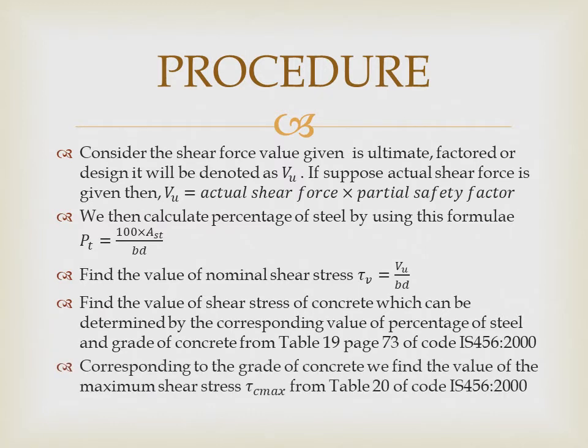After that, we find the value of τC max, that is from table 20 in the code itself, IS 456-2000, and it depends upon the grade of concrete. Now why are we finding τV, τC and τC max? So that we can check if the beam requires additional reinforcements. That's why we find the shear stress imposed on it, the shear stress of concrete, as well as how much shear stress it can handle, that is τC max.